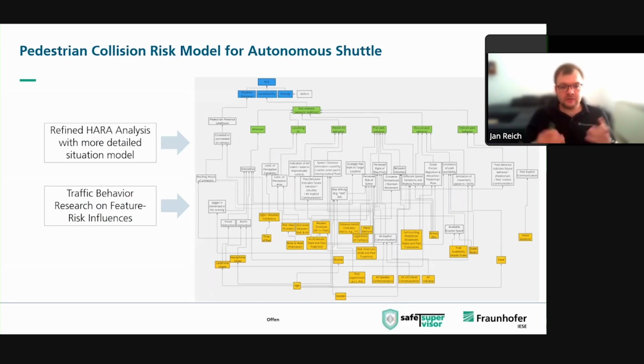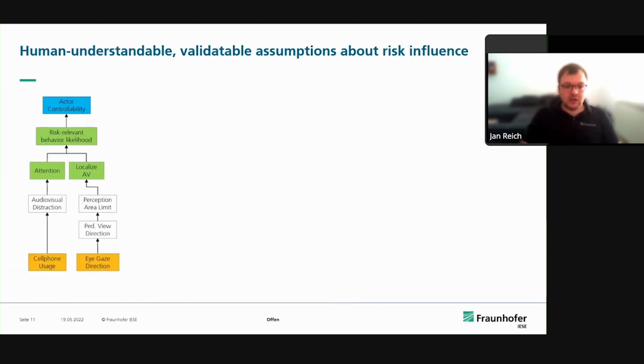Having now understood the concept, this is the full model for the pedestrian collision risk model for the autonomous shuttle that we developed as part of a research project. And we achieved that with a combination of analyzing traffic behavior research on feature risk influences. There have already been quite some controlled experiments to do that. And this is combined and used in a much more refined hazard identification and risk assessment analysis that is comparable to ISO 26262. But the difference is that the situation model used for decomposing the situation space is much more detailed in this case. So I will now go, due to time reasons, more quickly over this slide.